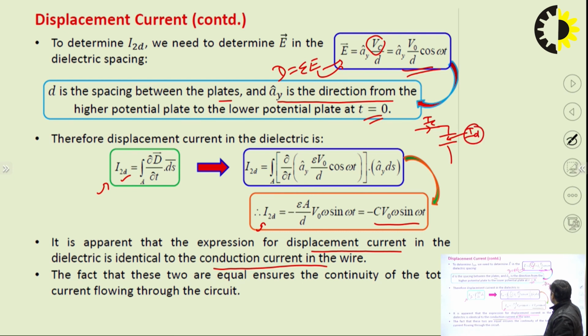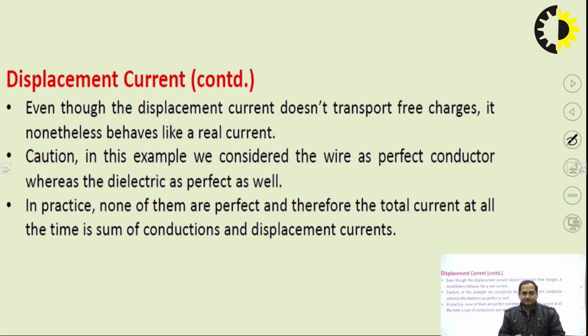So it means the current in the wire and the displacement current between the medium are similar, right? The fact that these two are equal ensures the continuity of the total current flowing through the circuit. The same current is flowing through it. If one current is flowing here, the same current will pass through here, and the same current will flow between the conductors. So this is the conclusion of this complete discussion about the currents IC and ID.